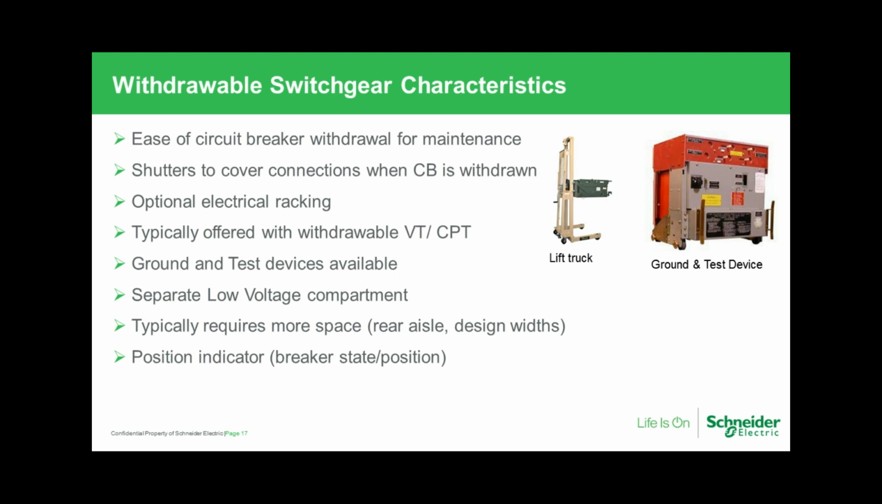You'll have the option to have ground and test devices. That'll be your grounding means for the switchgear. And, of course, it comes with the grounded barriers also within a withdrawable switchgear. It typically requires more space. Traditional metal-clad switchgear or even withdrawable switchgear, you will have the need to have a rear aisle and rear and front working space in the front to remove that breaker and to also move it to the side for testing purposes. The unique thing about withdrawable equipment is that you do get the position indicator with the breaker. So it shows you what the breaker state is. It shows you if the breaker is in a test or a withdrawn type of position.